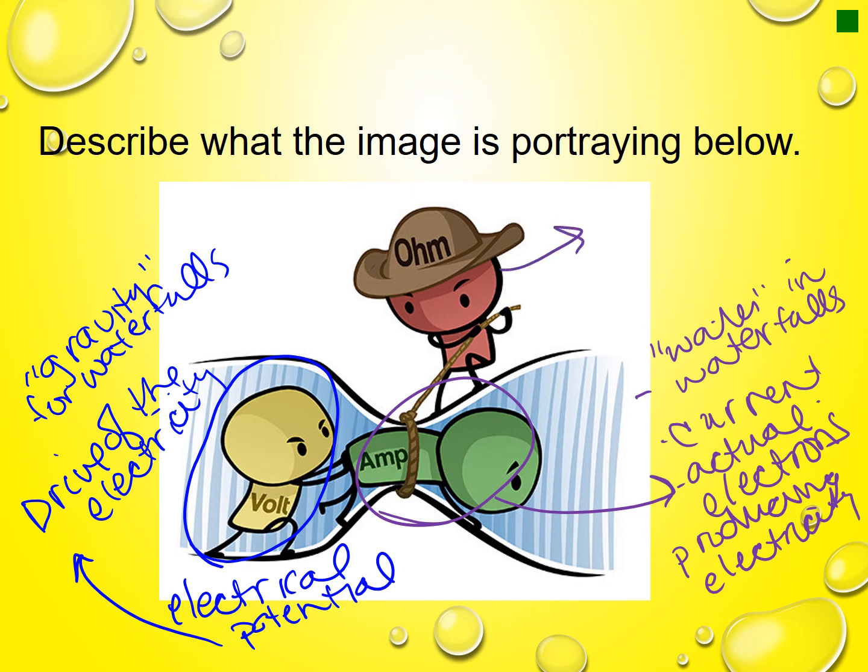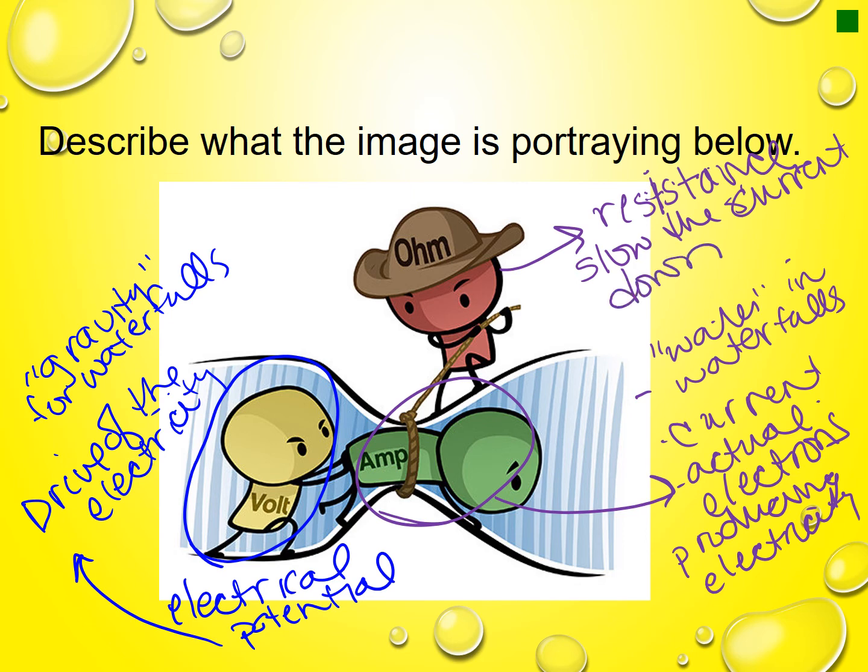In ohms, this is your resistor. I'll say resistance. What are they trying to do? Slow the current down. What they do is also, they would be like the rocks slowing water down in a river. So things that slow things down.